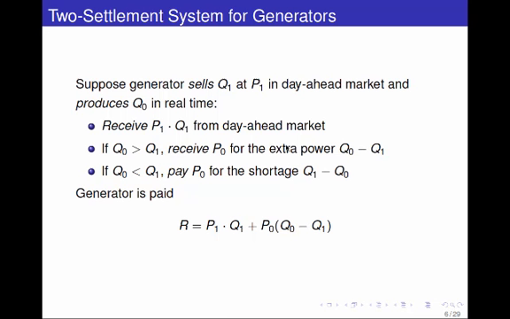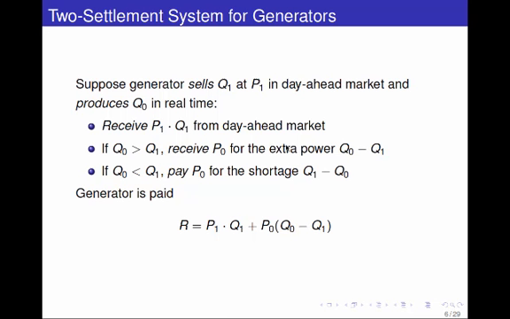But if in real time I end up doing something different from Q1, then there are other payments that take place. If in real time I end up producing more than I promised in the day ahead, then for the difference, for the extra quantity, I get paid the real-time price, which is P0. If I end up producing less, then I have to buy this deficit at the real-time price. So if you think about it intuitively, it makes a lot of sense.